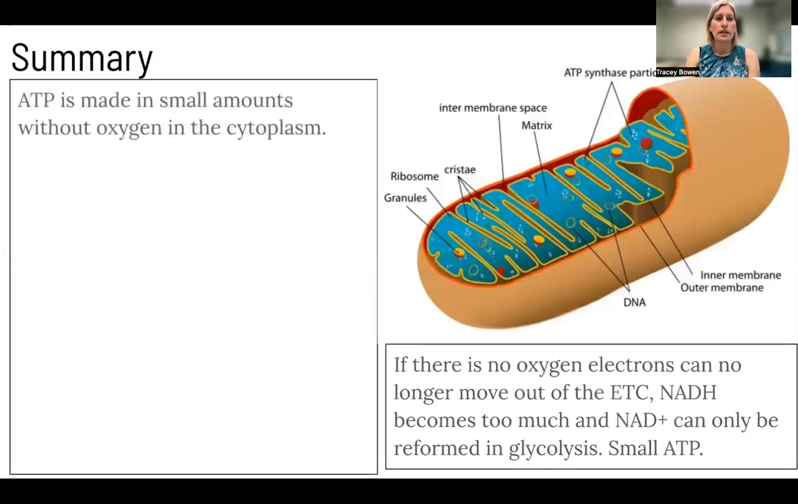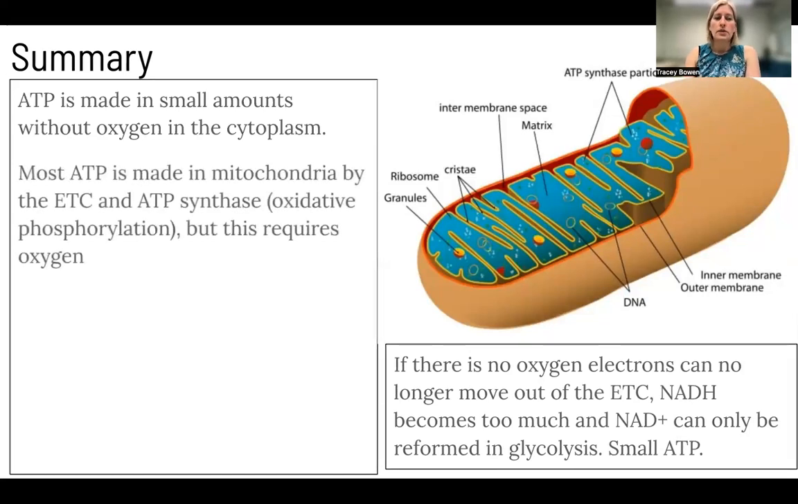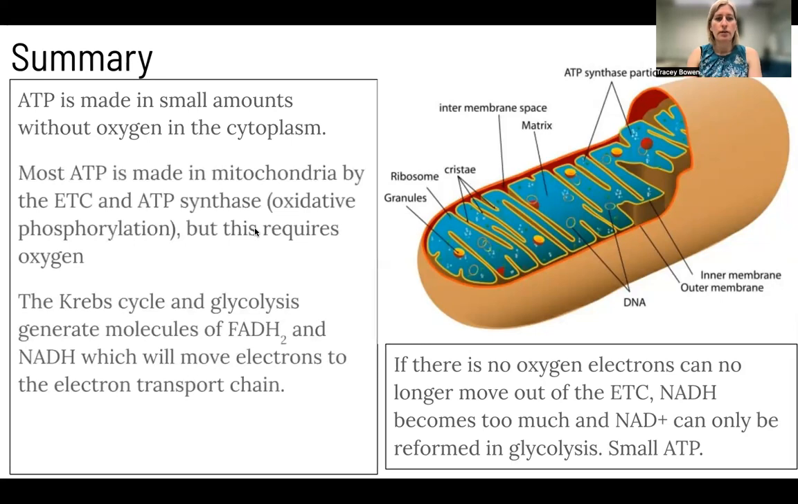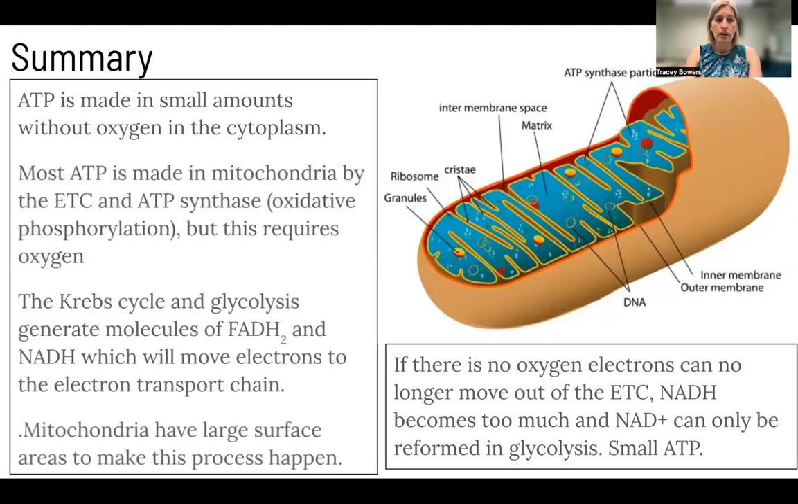Okay, so to summarize, ATP is made in small amounts without oxygen in the cytoplasm or with oxygen in the cytoplasm. Most ATP is made in the mitochondria by the electron transport chain and ATP synthase in the process of oxidative phosphorylation. The flow through ATP synthase, remember, is called chemiosmosis. But this whole process requires oxygen to function. The Krebs cycle and glycolysis are going to generate molecules of FADH and NADH, which are going to move electrons and hydrogen ions to the electron transport chain.